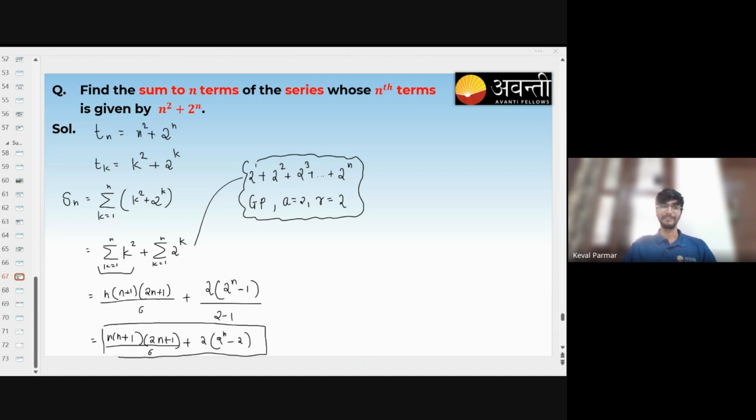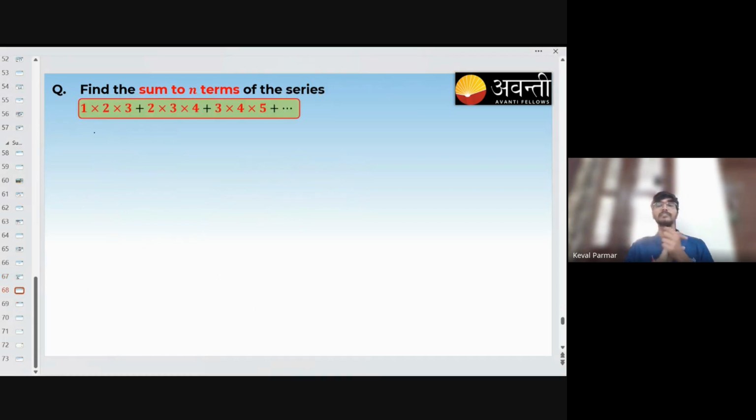Let's see the next one. This one. This is a very good question again. Here, if you can see, we have not been provided with the nth term or the kth term. That means we have to form the kth term. Now, how to form this term? We can form that term by generalizing the series.